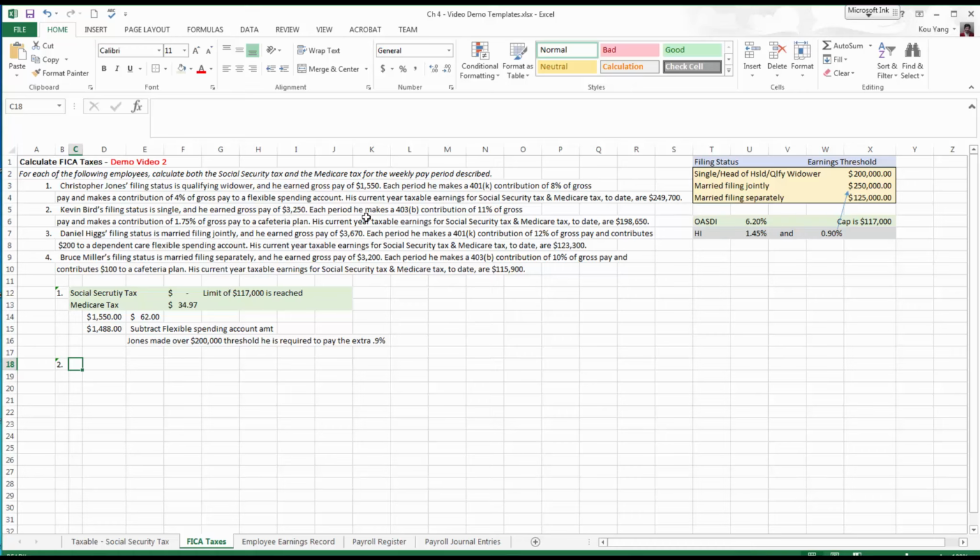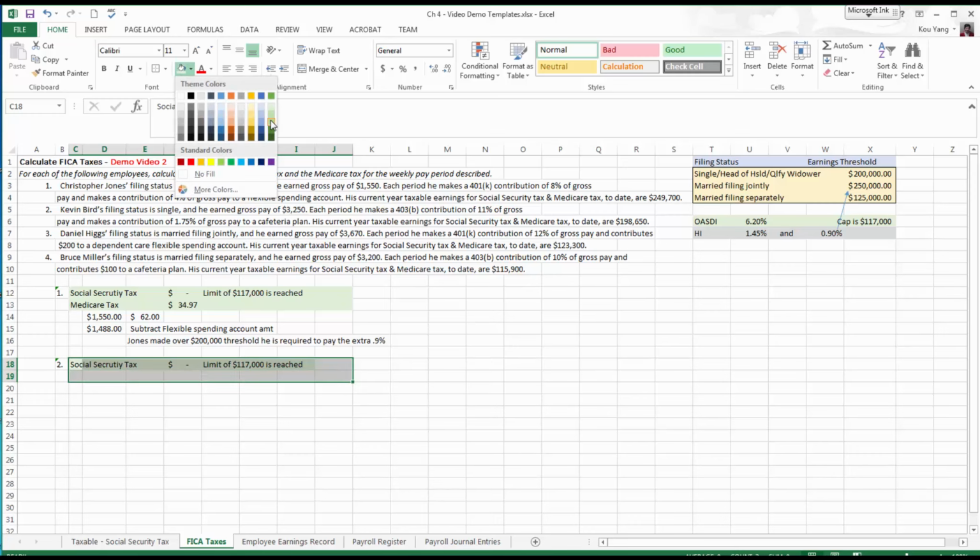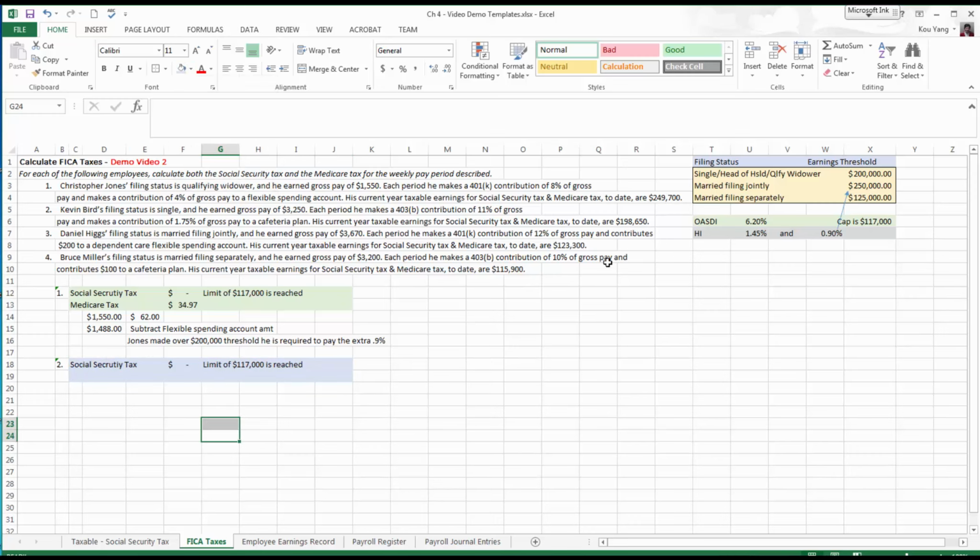Each period, he makes a 403B contribution of 11% of gross pay and makes a contribution of 1.75% of gross pay to a cafeteria plan. His current year taxable earnings for Social Security and Medicare tax to date are $198,650. Clearly, I'm just going to go ahead and copy this down because he has already reached that limit. Okay. Because so far he's made $198,650.